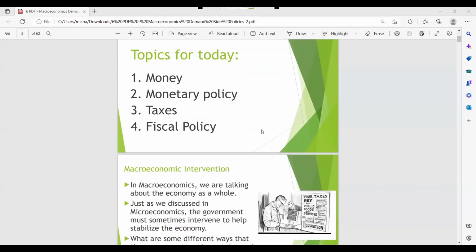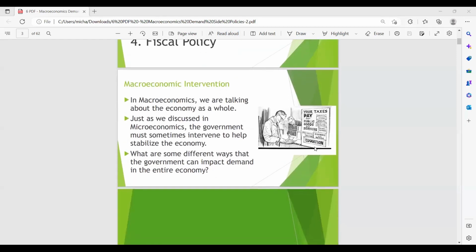Macroeconomics part 2. This is focused on money, monetary policy, taxes, and fiscal policy. Macroeconomics, we're talking about the economy as a whole. As we discussed in microeconomics, the government must sometimes intervene to help stabilize the economy. So what are some different ways the government can impact demand for the entire economy? Does Buyback want to try?